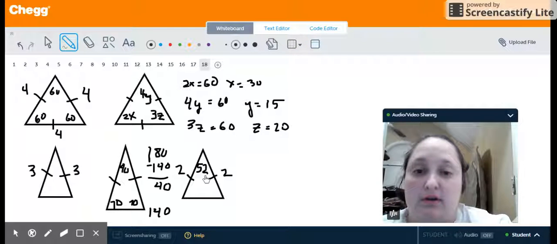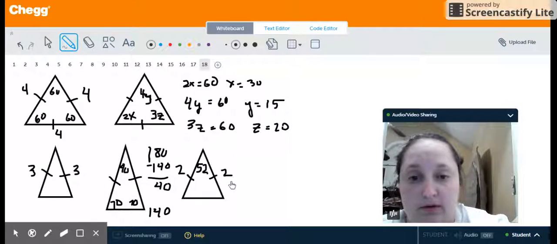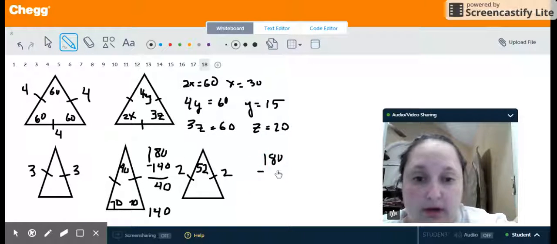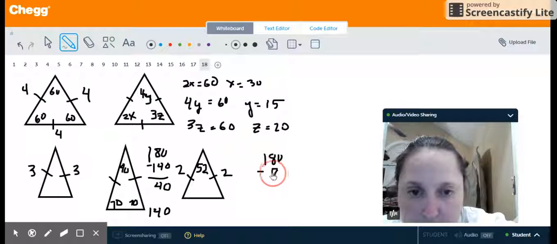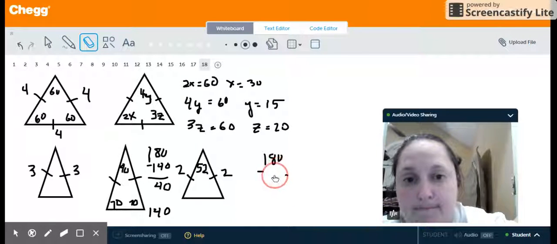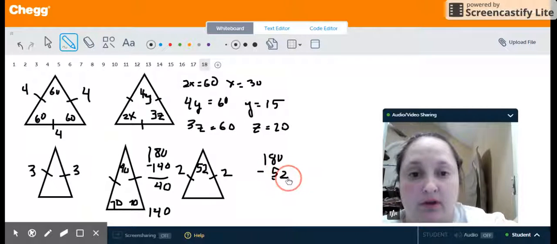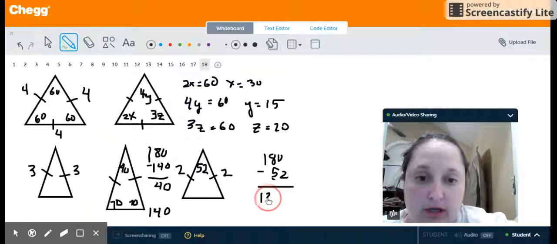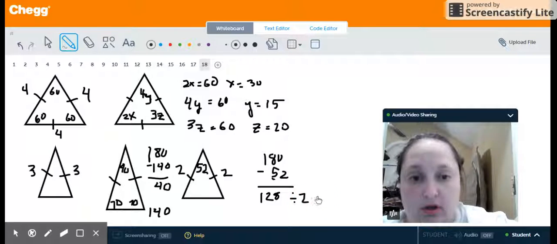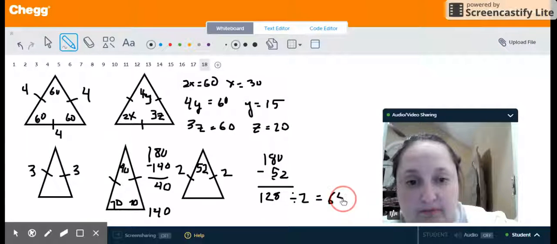So if this is 52 degrees and I need to figure out the other 2 angles, what I can do is subtract 52 from 180. So 180 minus 52, that's supposed to be a 5. I'm not sure what's going on. It looks like an 8. Let me erase it. Okay, so this is 52. If I subtract 180 minus 52, I get 128. Now, 128 is the measure of both of these together. So to find 1, I need to divide by 2, and 128 divided by 2 is 64, which means both of these base angles are 64.